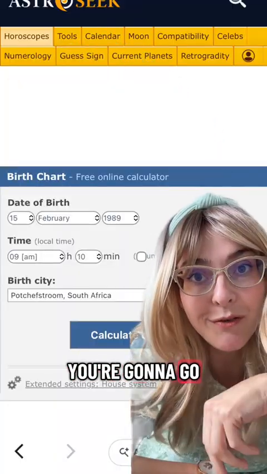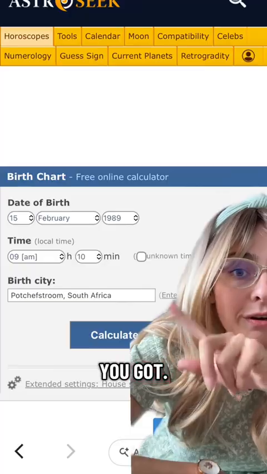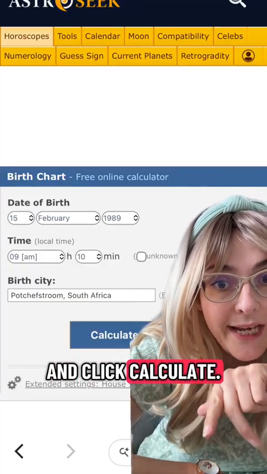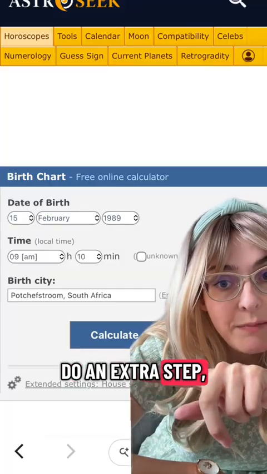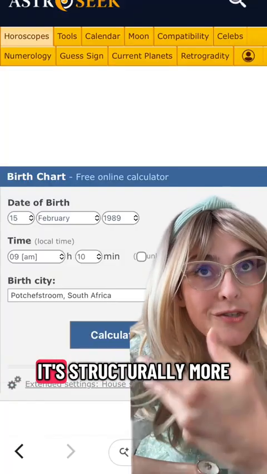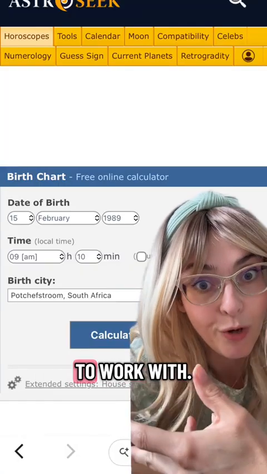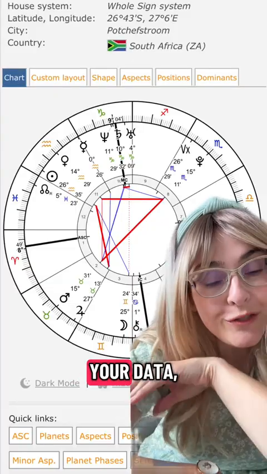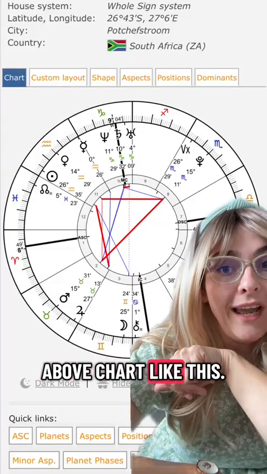Step 1, you're going to go to AstroSeek and you're going to enter all of your data in there and click calculate. I like to do an extra step, go to extended settings and choose whole sign because I think it's structurally more sound and easier to work with. After you have entered all of your data, you will get a birth chart like this.